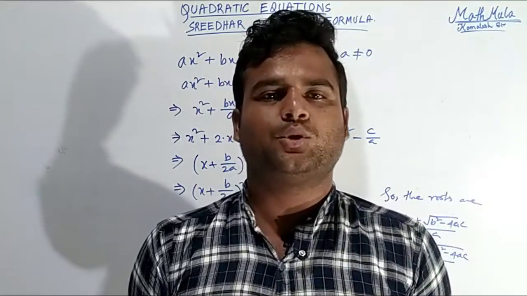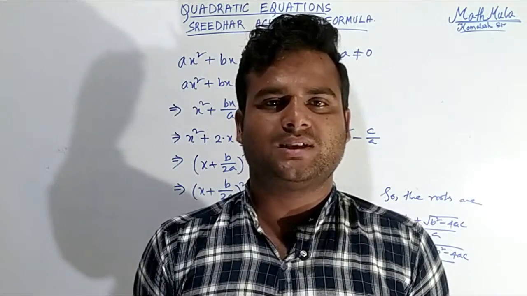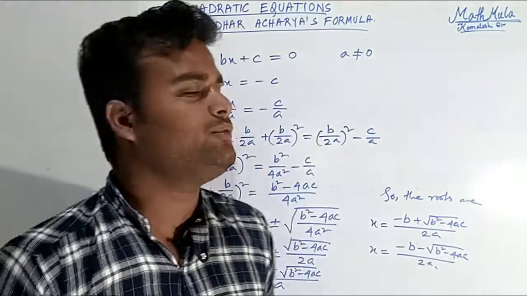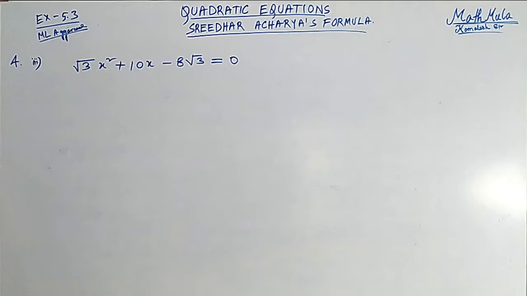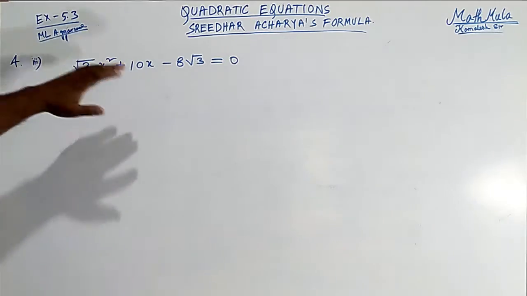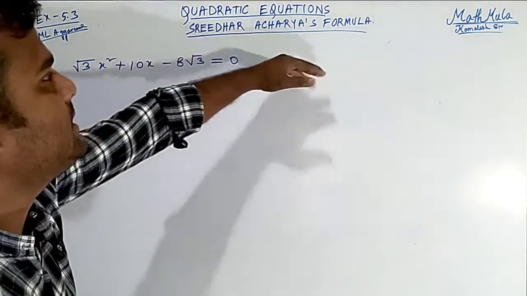Now we solve some important sums from the book, exercise 5.3, by using Siddhar Acharya's formula. Now we solve sum number 4.3: root 3 x squared plus 10x minus 8 root 3 equals 0. This is a quadratic equation. Now we solve this quadratic equation by Siddhar Acharya's formula.